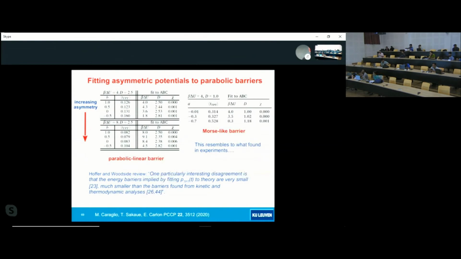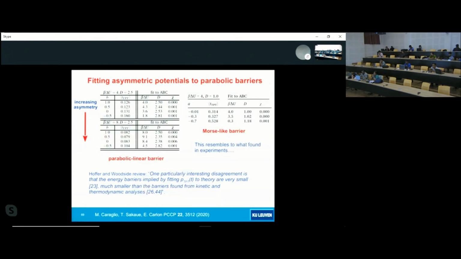And actually, we were very pleased to find a factor 10 of difference. If you look at the table on the right side, you see that beta delta U on the fit goes from 4 to 3.5 to 0.3 in this Morse-like barrier. This is one order of magnitude. You would be inclined to say your delta U is one order of magnitude smaller than what it actually is. And this is exactly what they find in experiment. They find one order of magnitude difference.